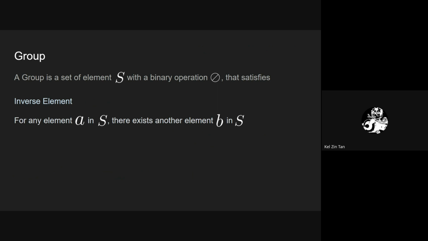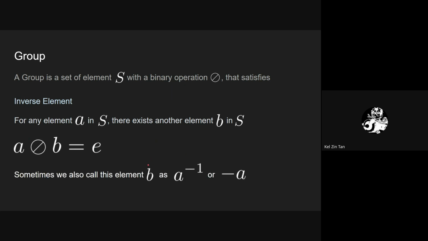And then the last one is the inverse. For any element A, there exists another element B such that A operated with B will be equal to the identity element E. Sometimes we also call this element B as A inverse or negative A. Again, for the set of integers, the negation of 2 would be negative 2. So for every integer A, you can always find a negative counterpart such that this will become 0. If I write this in A, this will be A plus negative A, which is 0.